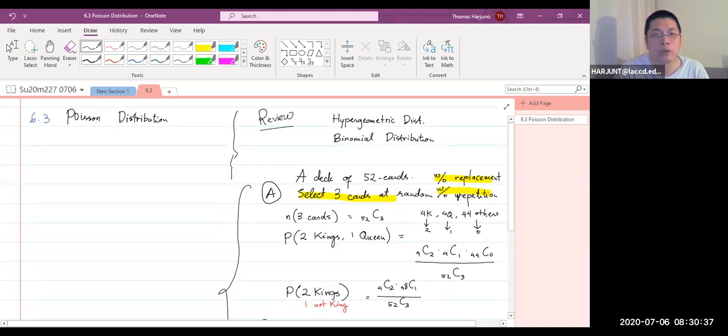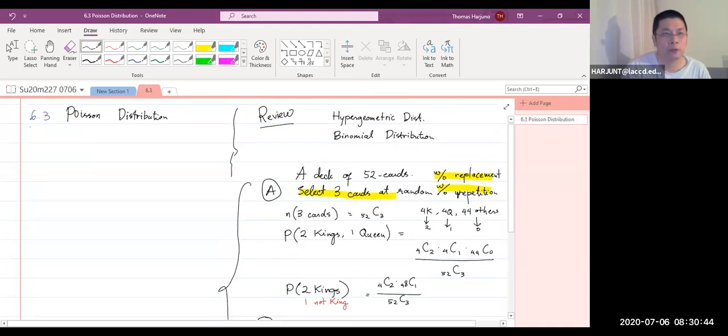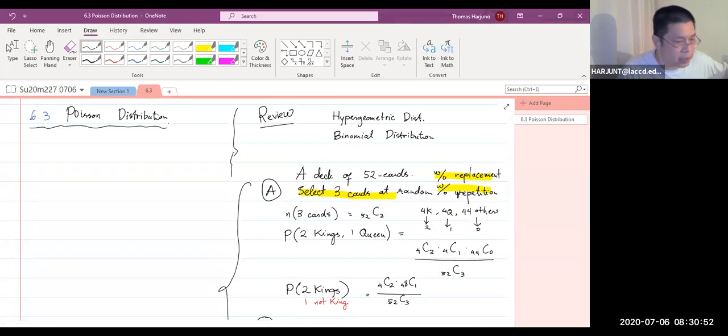Now, the Poisson distribution is a distribution which, if it shows up in your question for this class, if it shows up in your test, then it has to specifically say it follows the Poisson distribution notation.